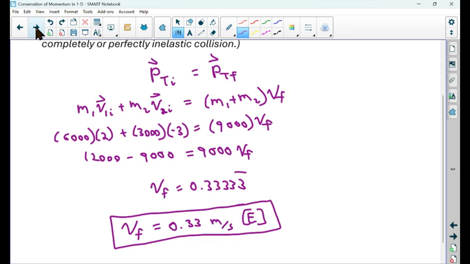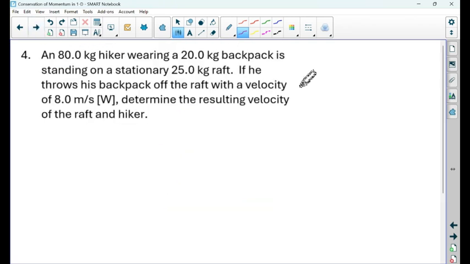Last one, here we go. An 80 kilogram hiker wearing a 20 kilogram backpack is standing on a stationary 25 kilogram raft. If he throws his backpack off the raft with a velocity of 8 meters per second west, determine the resulting velocity of the raft and hiker. Let's pick some directions.